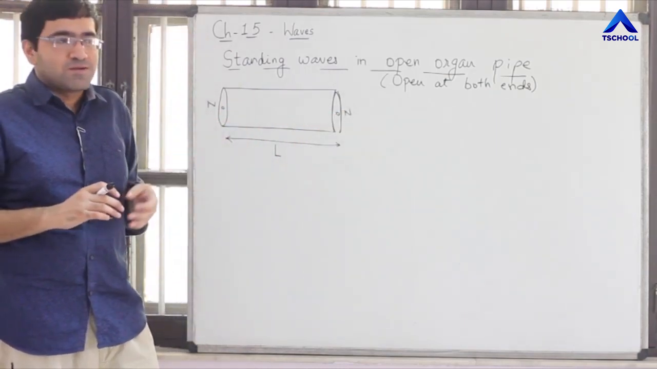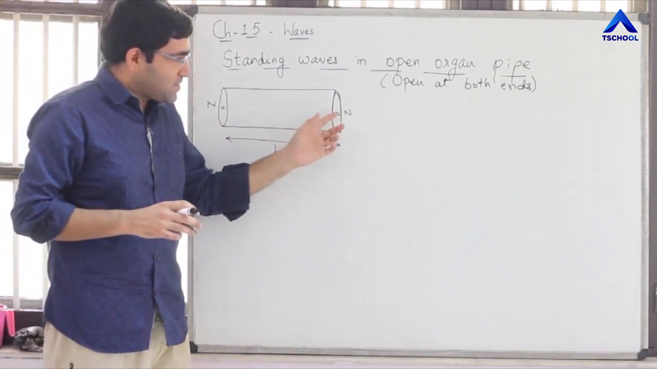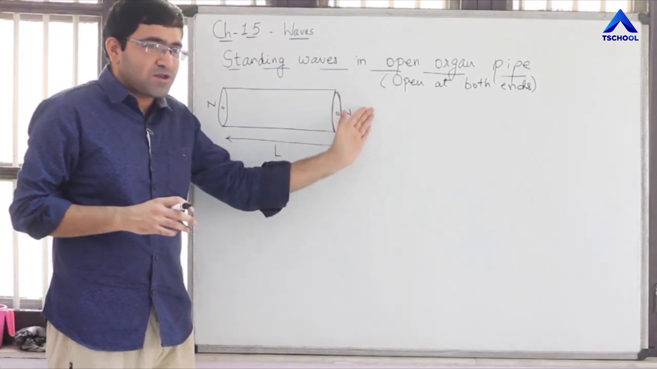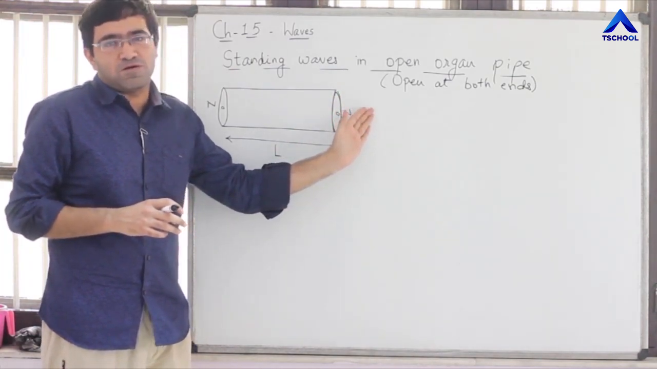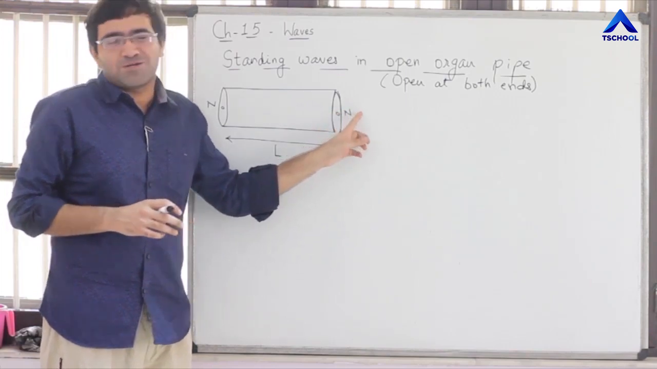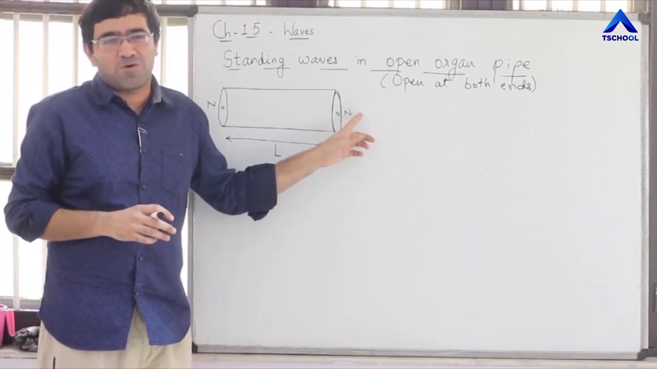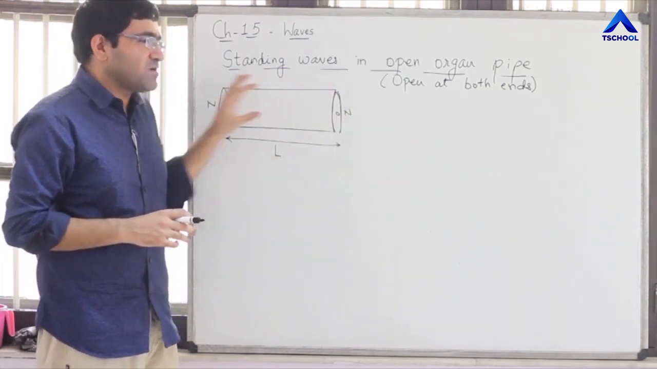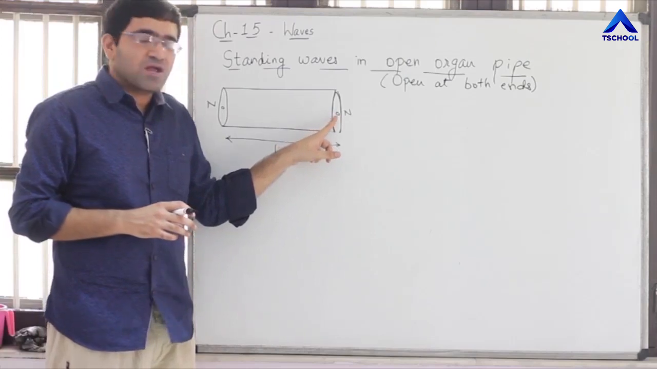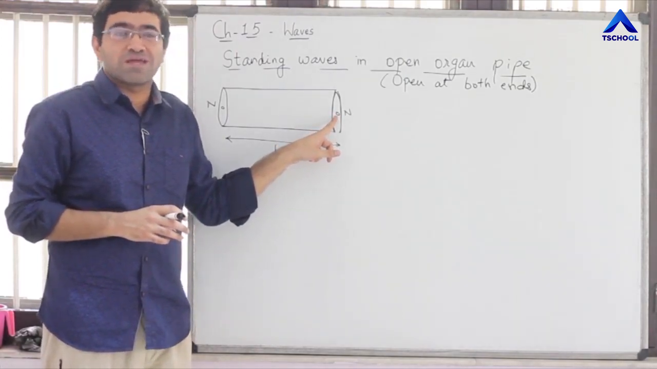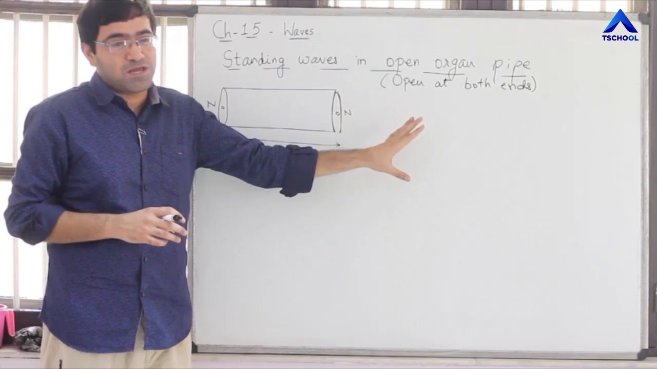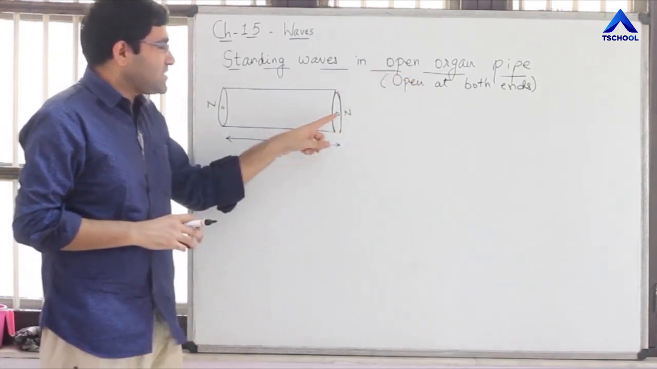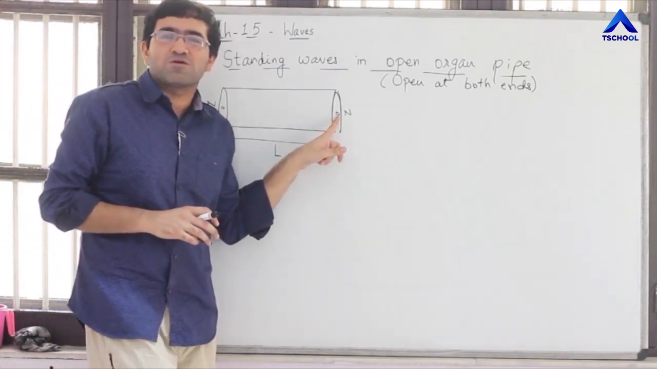Why? Well, the explanation is that this point is in direct contact with the outside atmosphere. Now you can't change the pressure of the whole atmosphere, that's not possible. So whenever a wave is traveling inside this, the pressure at this point must remain the same as the outside pressure, that is the equilibrium pressure or the atmospheric pressure, and hence at this point the pressure cannot change.